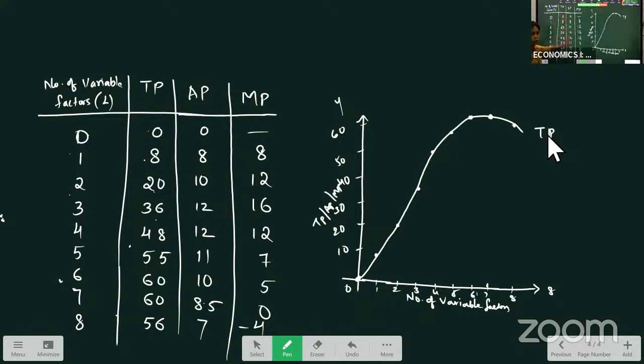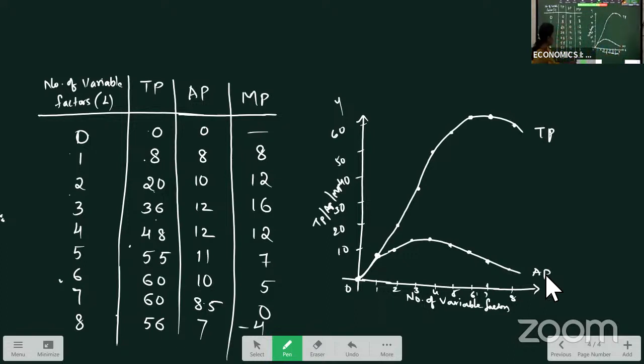Now the same thing we have to do for AP also. AP at 0, 8 is common. For 2 units, 10 is the AP here. 3 units, it is 12. 4 units also 12. 5 units, it is 11. 6 units, again 10. 7 units, 8.5. And 8 units, it is 7. So you join all these points here. You got the average product curve, the AP curve also.